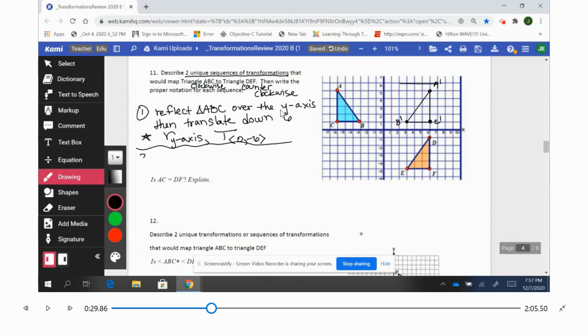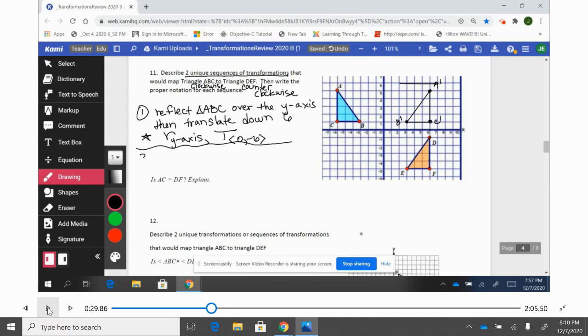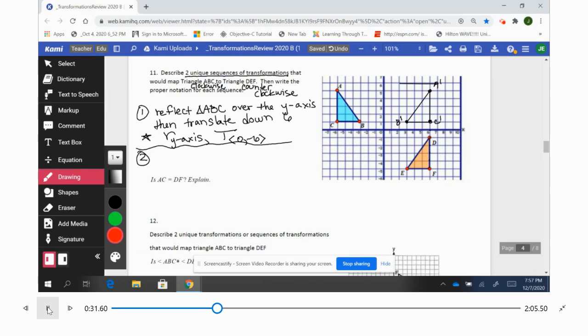Oh, there's a second one. I do need a second one. All right. So I reflected over the x-axis. Okay, but a translation wasn't going to map A to D and C to E. So what I noticed was, as I was drawing these paths, actually C to F, I'm sorry.